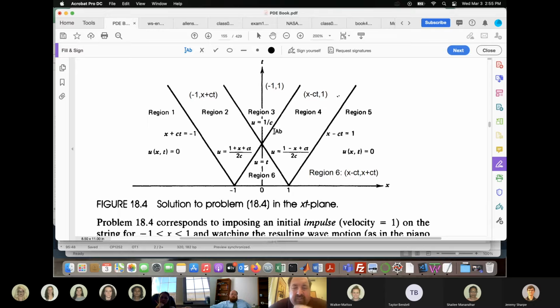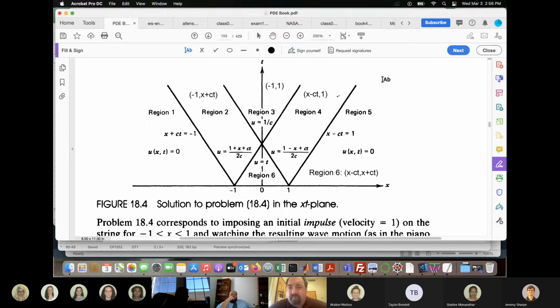Okay, so some questions about this case. One thing I want to point out is, since we have these piecewise definitions for the different regions, what happens when you cross a boundary, like say from region 2 into region 6? So we have this line segment right here that's the boundary between them. Well, on this line, x minus ct is equal to minus 1.